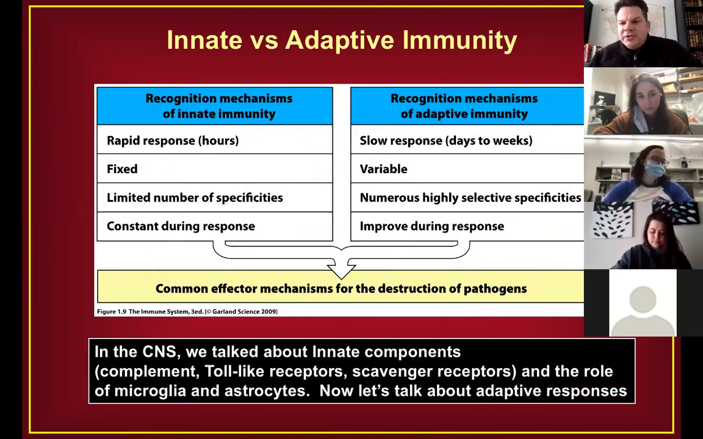And if you guys don't mind muting yourselves, I can hear some of you typing. I think I can mute all of you too. I'm not sure how to do that.